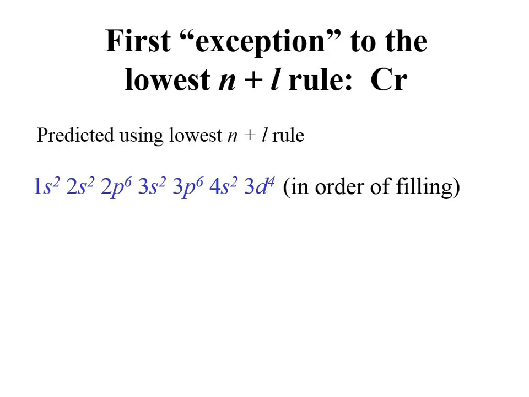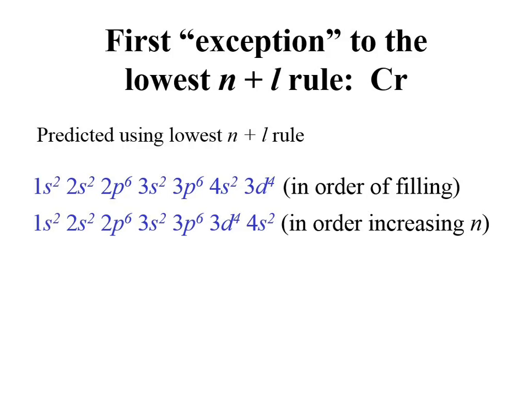Well, chromium is atomic number 24, so we need to find homes for 24 electrons. Using the arrow diagram, this is how they would be configured. This is in the order of filling, and this must be in the order of increasing n. Remember that whenever we say in order of filling, that's how you load the electrons according to the arrow diagram. And in order of increasing n, that's where you unscramble them. In this case, we basically moved the 4s out. The 24 electrons look the same.